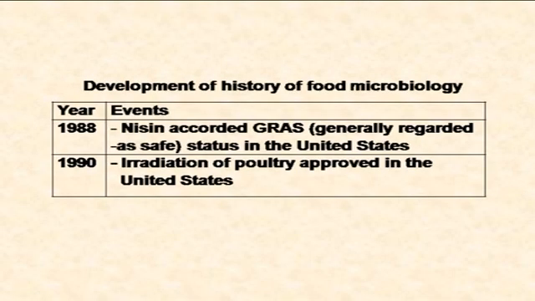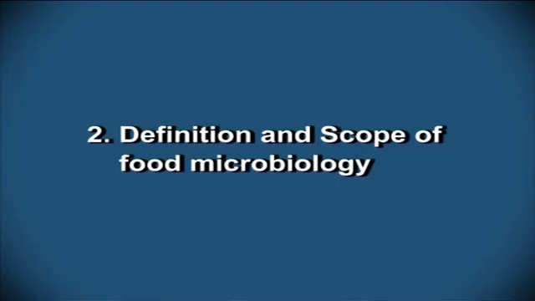In the year 1988, Nisin accorded GRAS, that is, generally regarded as safe status in the United States. In the year 1990, irradiation of poultry was approved in the United States. Let's learn about the definition and scope of food microbiology.